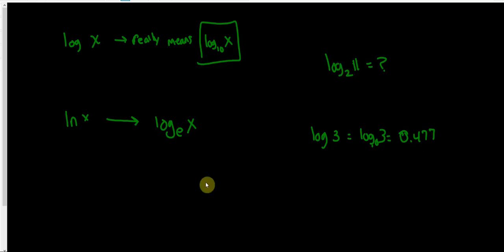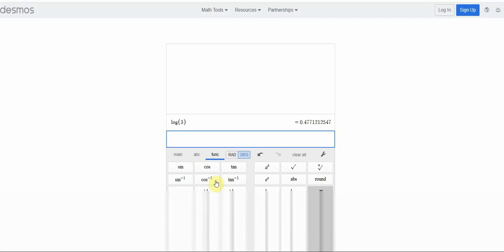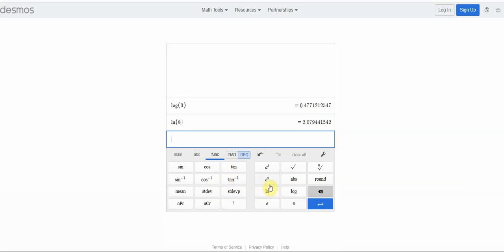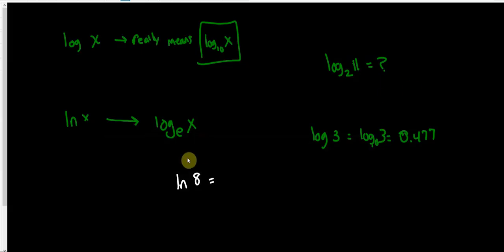But how can I handle this one? I can do a natural log. I could say, find me the ln of, I don't know, 8. We just go to our calculator, put in the ln function, type in 8, and boom, 2.079. Okay, we can do that.